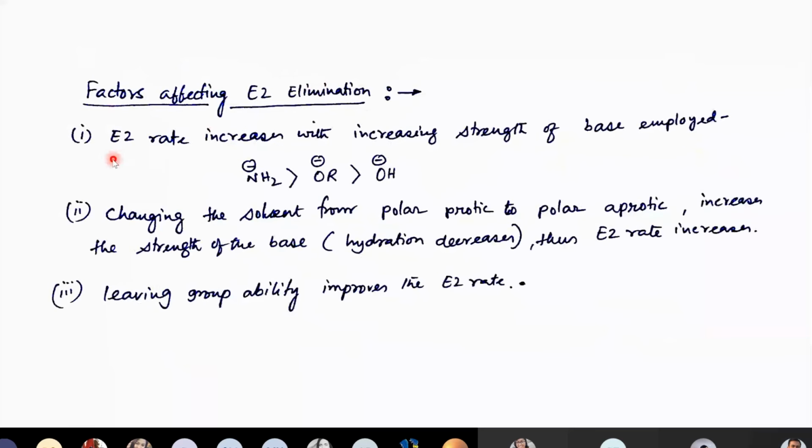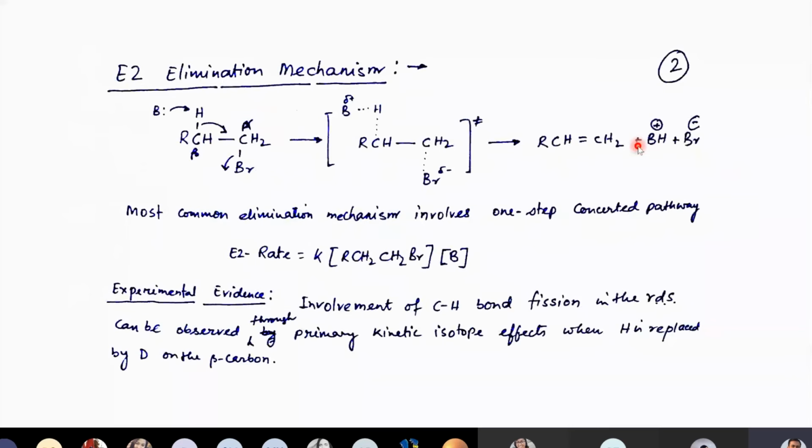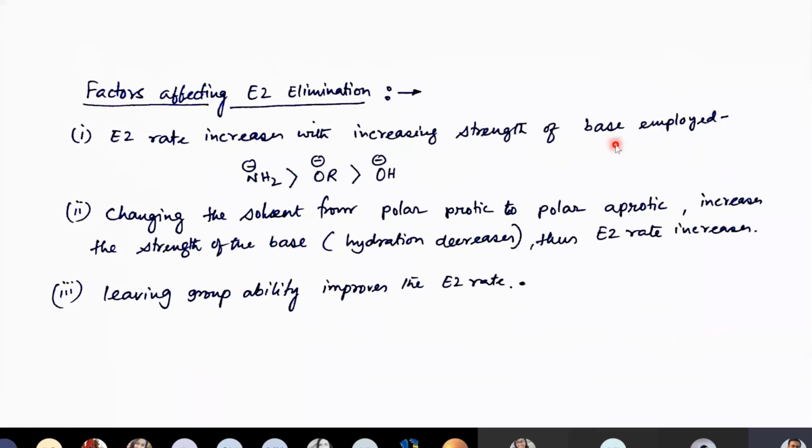Now, the E2 rate can increase with increasing strength of the base. You can easily understand that the base appears in this rate equation. If the base strength increases, it can pick up this hydrogen fast. So your overall rate would increase. So if the basic strength increases, the E2 elimination rate will also increase.